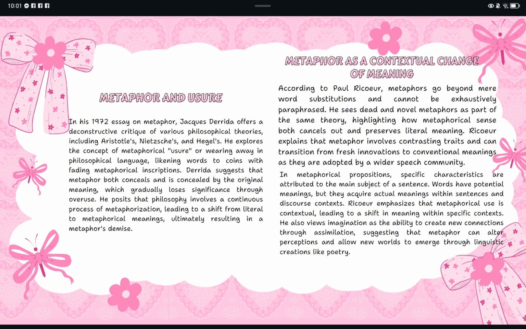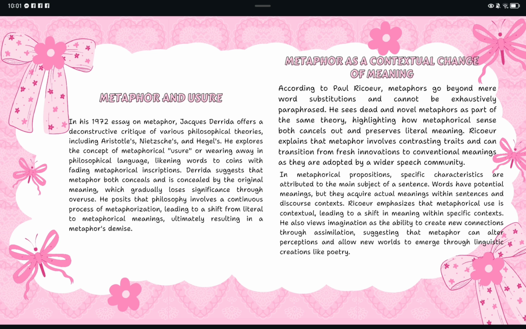Derrida's insight suggests that the evolution of language and thought involves a continual transformation of meaning, where metaphors play a crucial role in shaping and reshaping our understanding of the world. We have also here a metaphor as a contextual change of meaning. Speech holds a crucial role in shaping our understanding of the world.